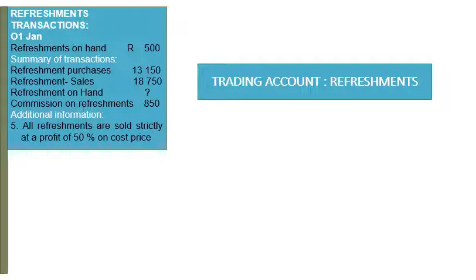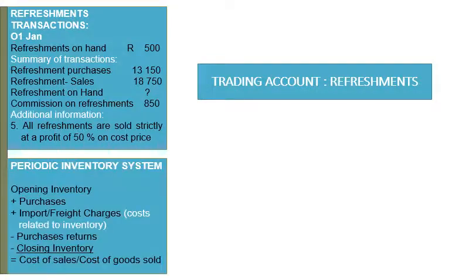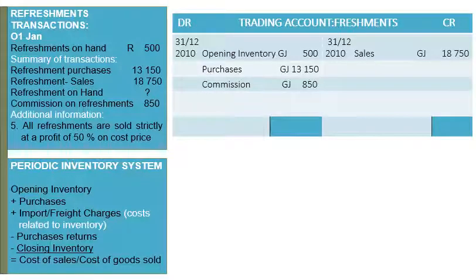This exercise tests our knowledge of the periodic inventory system. The following items were given: the opening inventory, the purchases of inventory, and the cost related to the sale of inventory. Purchases returns was not given. Closing inventory is an item that needs to be determined in order to arrive at the cost of sales. We will therefore prepare our trading account as follows.